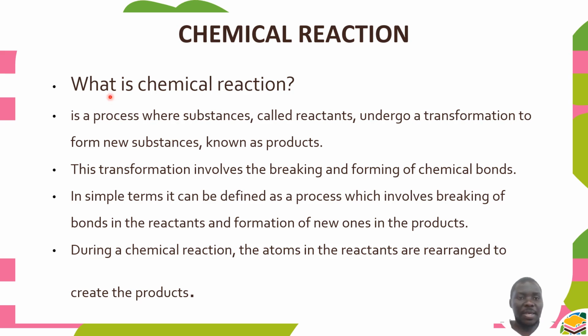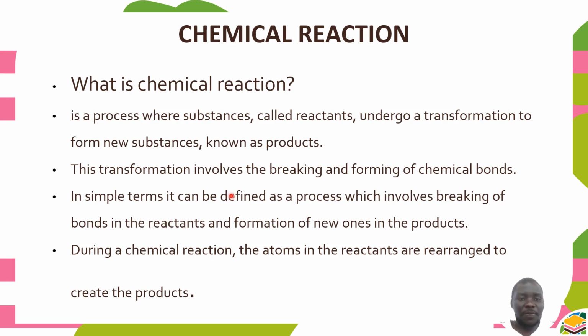So when we say chemical reaction, it is a process where substances called reactants undergo a transformation to form new substances known as products. When we are talking about transformation, this involves the breaking of the bonds in the reactants and the rearrangement of bonds, forming new bonds which are formed in the product.